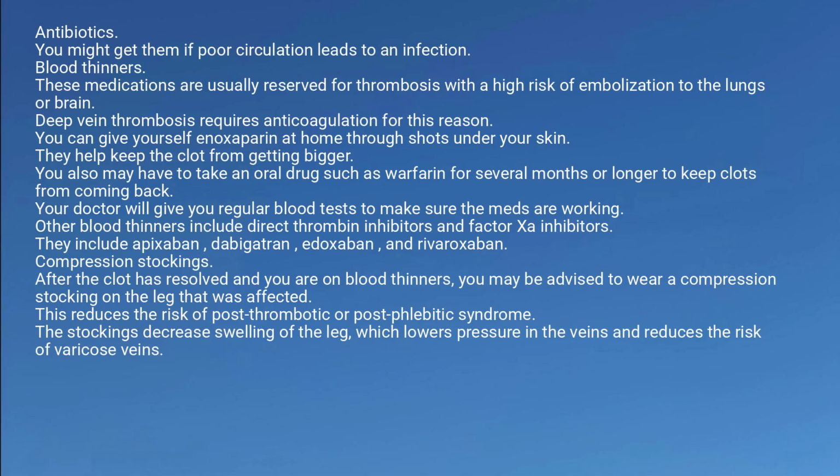Antibiotics. You might get them if poor circulation leads to an infection. Blood thinners. These medications are usually reserved for thrombosis with a high risk of embolization to the lungs or brain. Deep vein thrombosis requires anticoagulation for this reason. You can give yourself enoxaparin at home through shots under your skin. They help keep the clot from getting bigger.